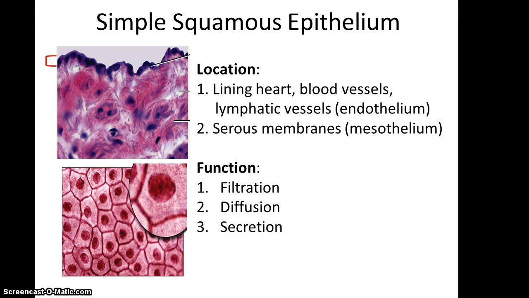It's also worth noting here that pretty much the key word you're looking for is thelium, because there's also endothelium and mesothelium, which basically look and function just like epithelium. They just have a different origin from the embryo. And the functions include things like filtration, diffusion, and secretion.